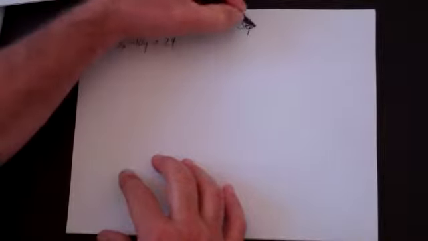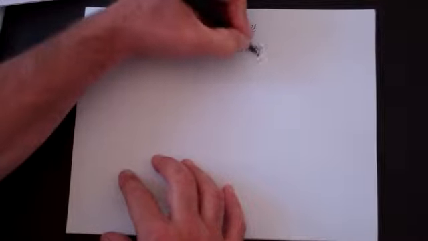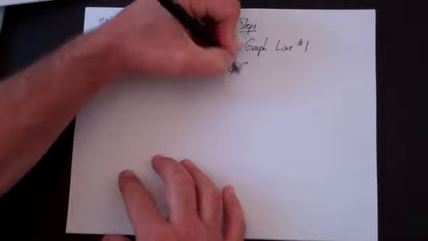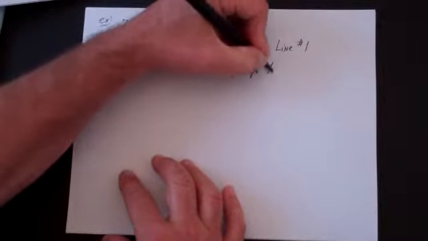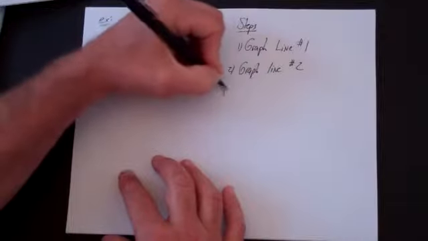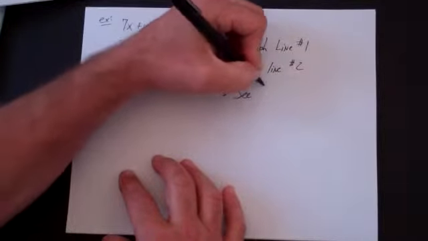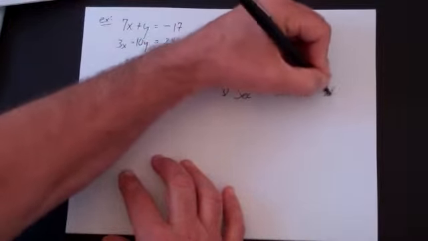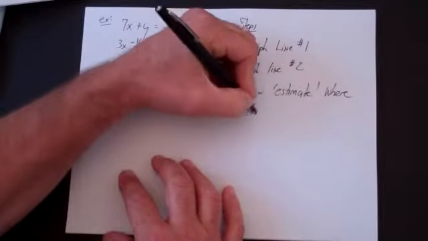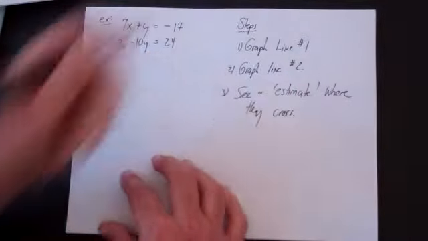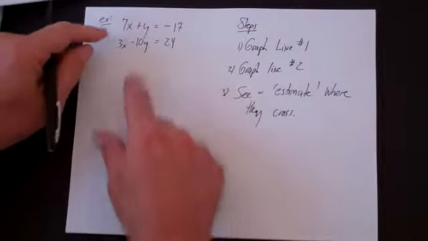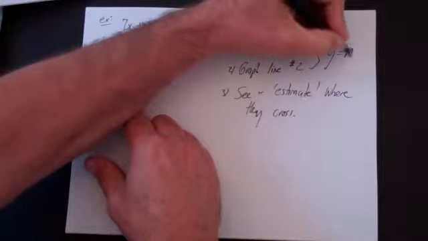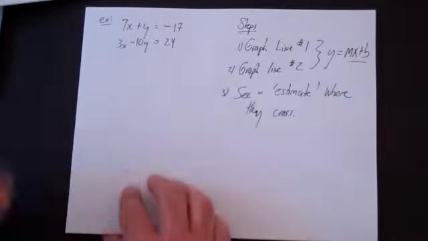So here are the steps. Step one is to graph the first line. Step two, graph line number 2. Step three, see or estimate where they cross. A lot of people teach it, and a lot of people do it, that you rewrite both of these equations as y equals mx plus b. You don't have to. You can graph it any way you want to. You just have to graph them.